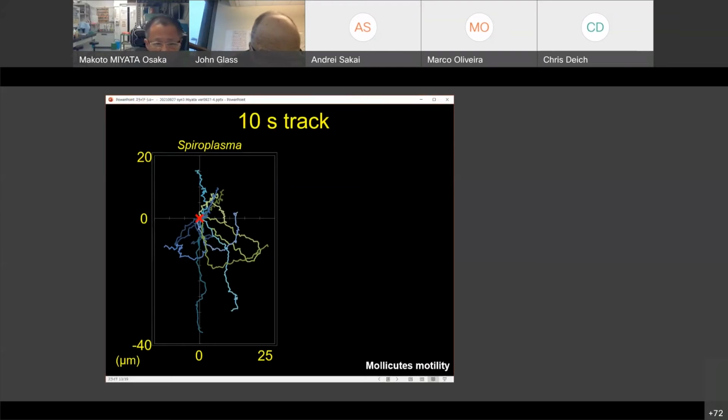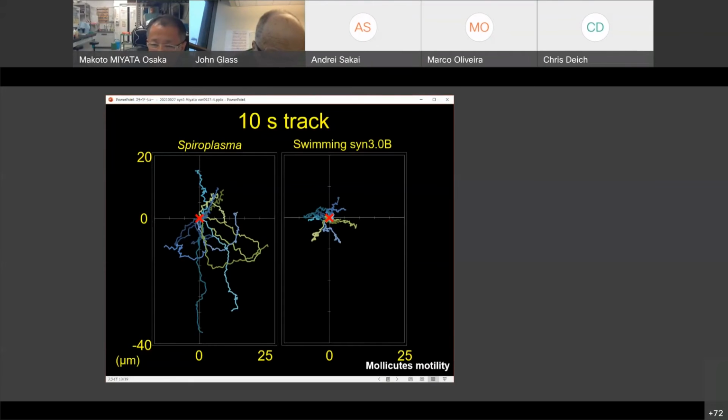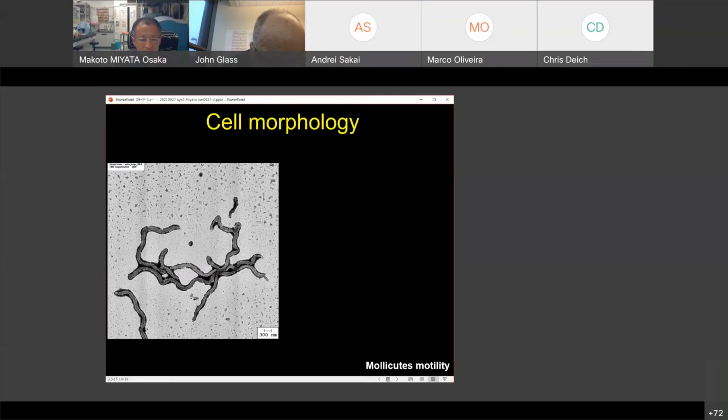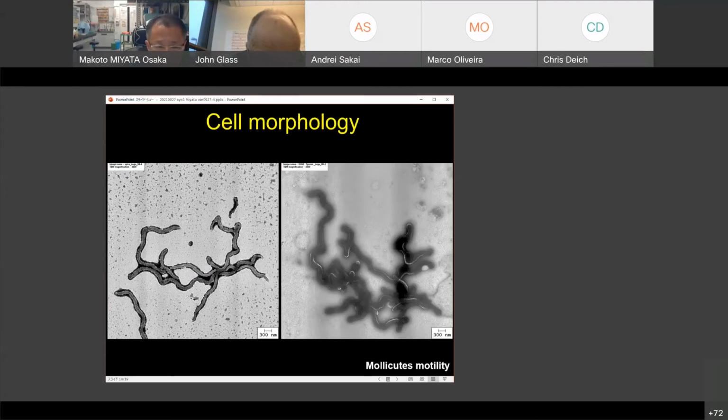And then you can see the spiroplasma cells can travel to a distant place. But the swimming cells, the swimming Synthia, they don't travel to a distant place. And this should be caused by the cell structure. So here is the typical image of the spiroplasma cell. So this is Synthia. Then you can find easily that one side, one pole of the spiroplasma is tapered, as indicated by the red triangles.